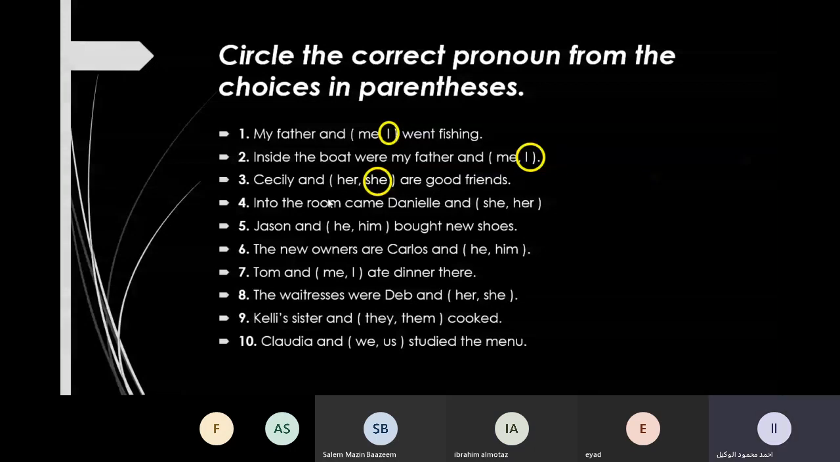Sometimes you will find the sentence inverted. You will find the subject at the end of the sentence. You just need to rearrange it inside your mind. Like number 4, into the room came Daniel and she or her. Ask yourself this question: who came? Both of them came. They came. One plus one came. So Daniel and the subject pronoun she. Okay, so good so far.